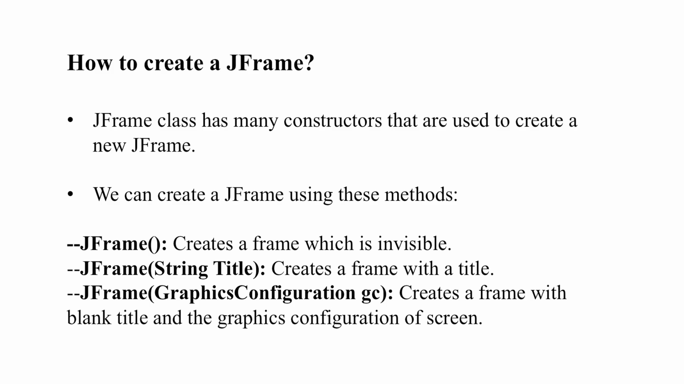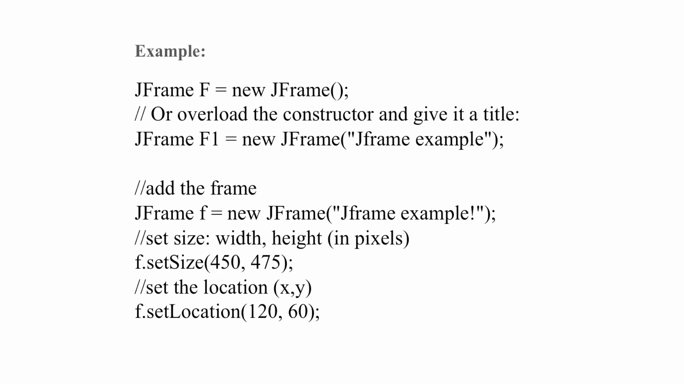There are many constructors we use to create it. We can create a JFrame with blank parentheses, which is invisible. With a String title, we can give the JFrame a title. We can give it a graphics configuration GC, which is a blank title but with the graphics configuration of the screen. Now for example, JFrame f = new JFrame, this will overload the constructor. JFrame f1 = new JFrame, because we have already defined JFrame over there.